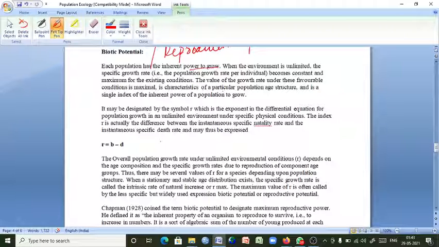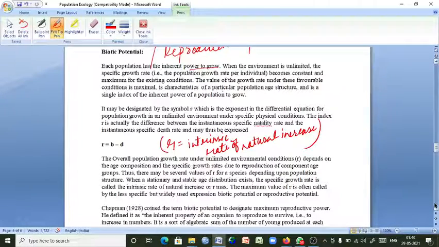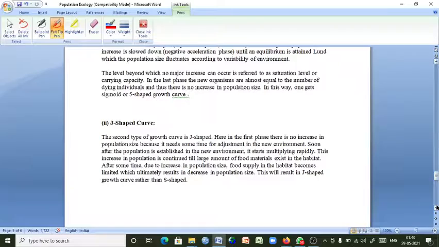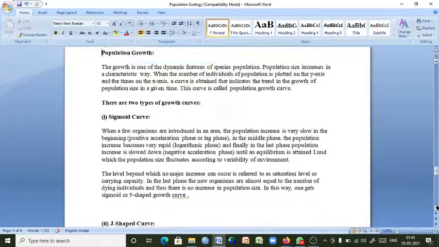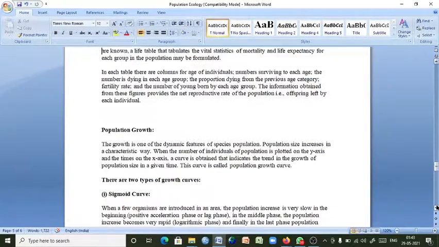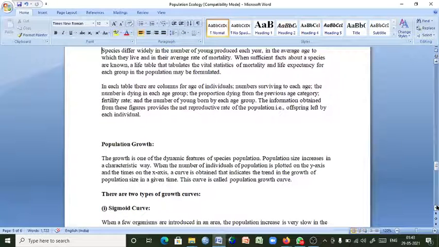So here we can mention the biotic potential, or r, equal to the intrinsic rate of natural increase. Then by knowing this, we can understand their population growth pattern also.